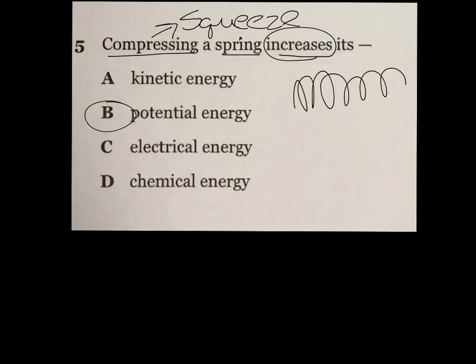So as you squeeze a spring together, the more you squeeze it together, as soon as you let go, the more force it'll have as it pushes out, because it had more potential to begin with, because you kept squeezing it and squeezing it further. Let's look at number 6.